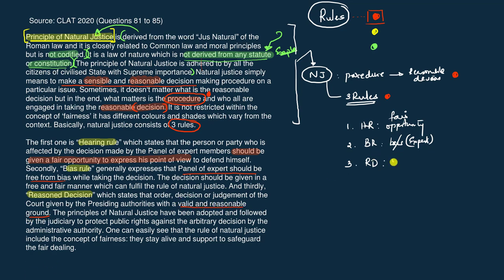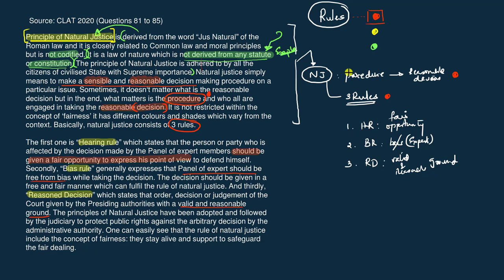So there has to be a reasonable and valid ground for this, which means you have to give a reasoned explanation as to why you came to that particular decision. You can't give something arbitrary. The principle of natural justice has been adopted and followed by the judiciary to protect public rights against arbitrary decisions by the administrative authority. One can easily see that the rules of natural justice include the concept of fairness. They stay alive and support to safeguard fair dealing.